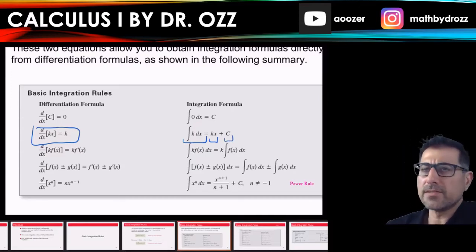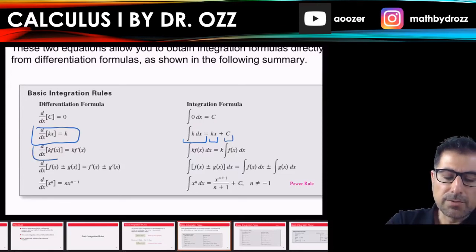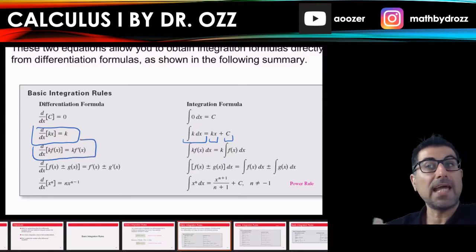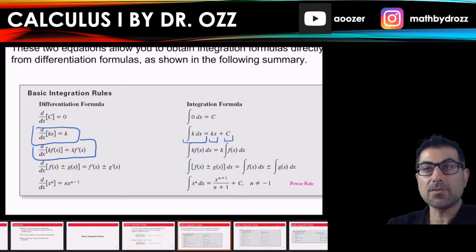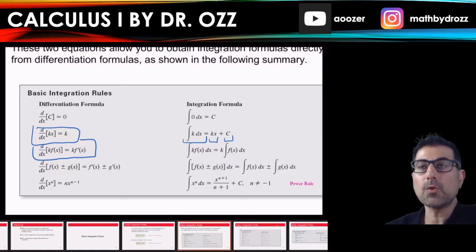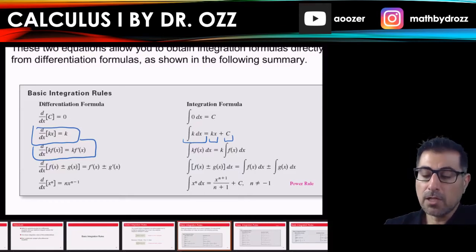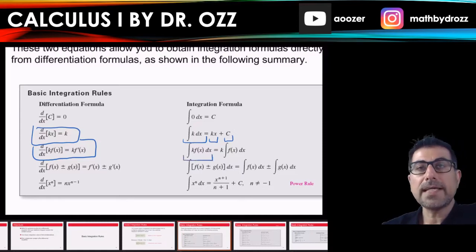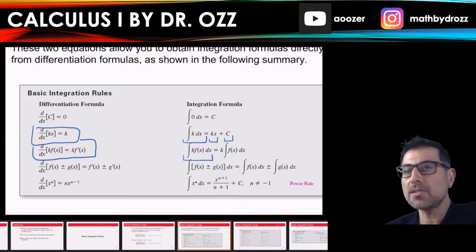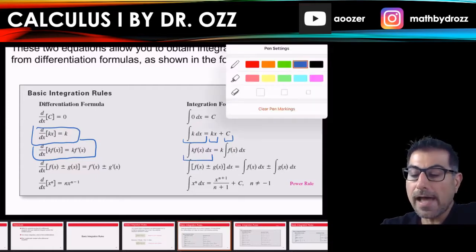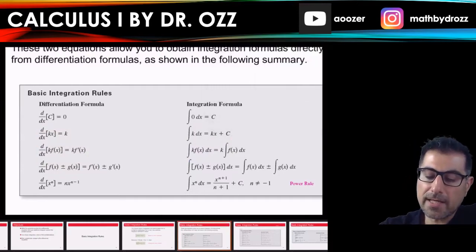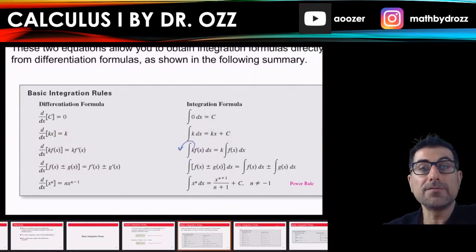And if you want to generalize this, the derivative of k times any function is k times the derivative of that function. In other words, you can always pull out constants in differentiation. I can do the same thing for integration. So if I try to integrate k times f of x dx, it's equivalent to saying that this integral is equal to k times the integral of f. In other words, k can always be pulled out of integration.